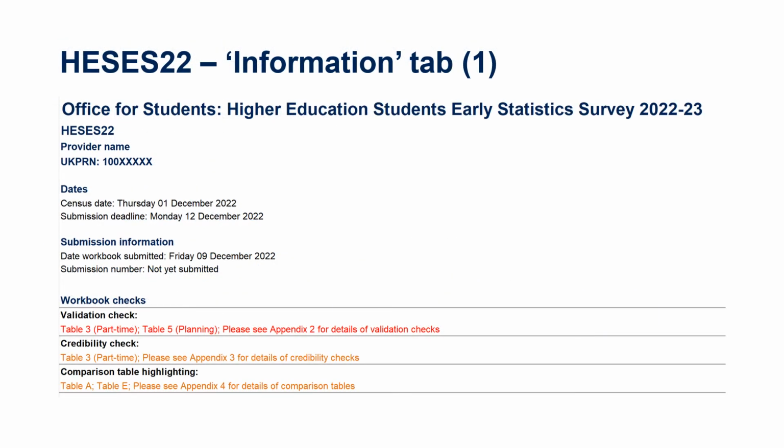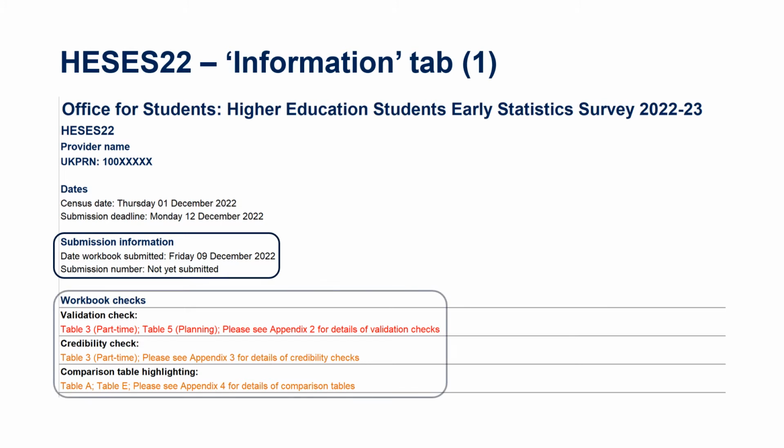This is the top part of the information tab in the workbook, and you can see that useful submission information that I was just describing, namely the submission date and the submission number. These get filled in after each submission to the portal. Underneath these you will see the workbook checks shown here. You should check the information in this section before submitting your workbook. They summarise issues or potential issues with the data in the workbook.